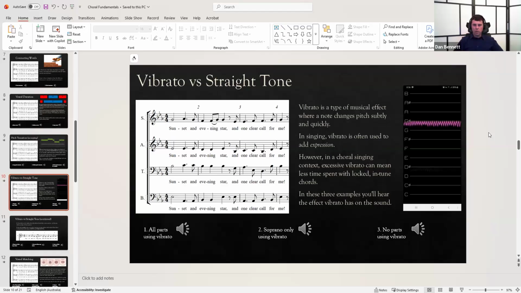In these three examples, you'll hear the effect vibrato has on the sound. So in the first one, all parts are using vibrato. This is example 1, all parts using vibrato.